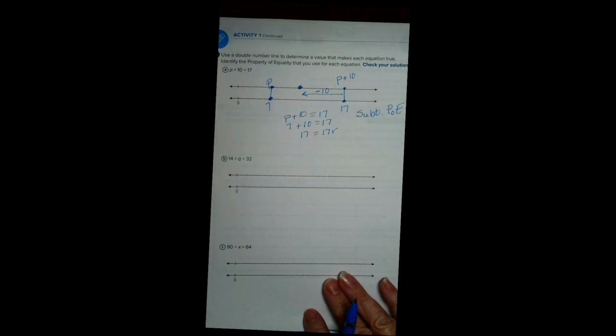14 plus q equals 32. That's how kids last year started to say that. It was a lot of fun.